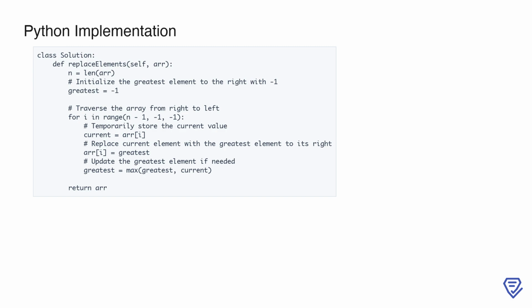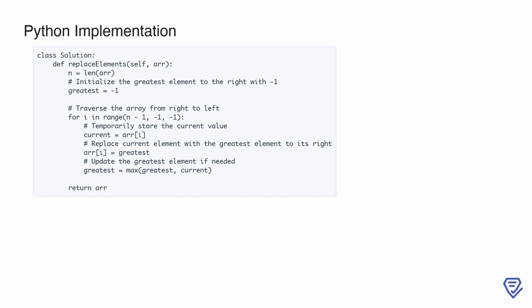Explanation. 1. Initialization. The solution starts by initializing the variable greatest to -1. This value represents the greatest element to the right of the current index as we traverse the array. The last element will always be replaced by -1, so initializing greatest to -1 simplifies the logic. 2. Right to left traversal. The array is traversed in reverse order, from the rightmost element to the leftmost one. This ensures that at each iteration, we have already processed all elements to the right of the current index.